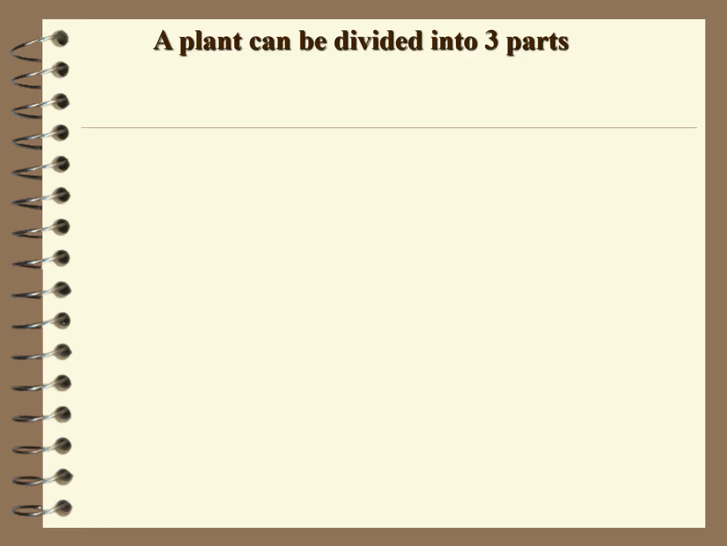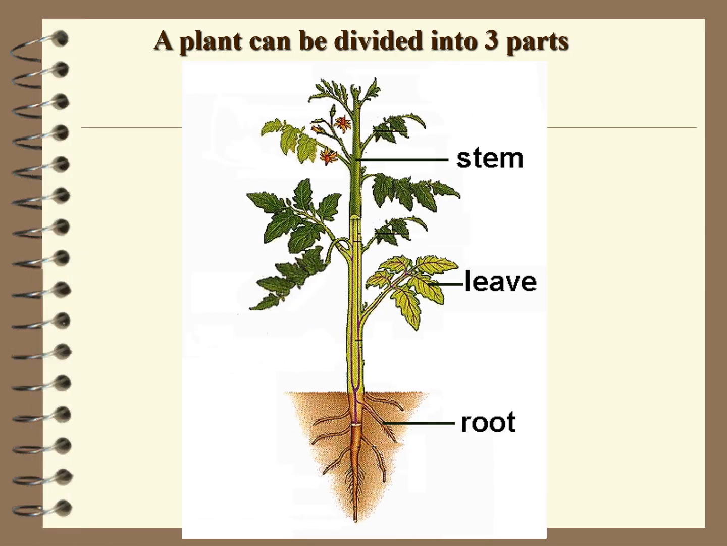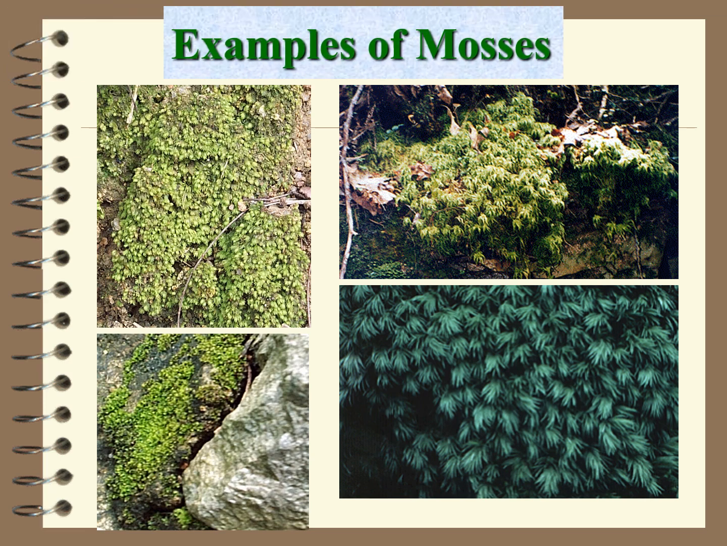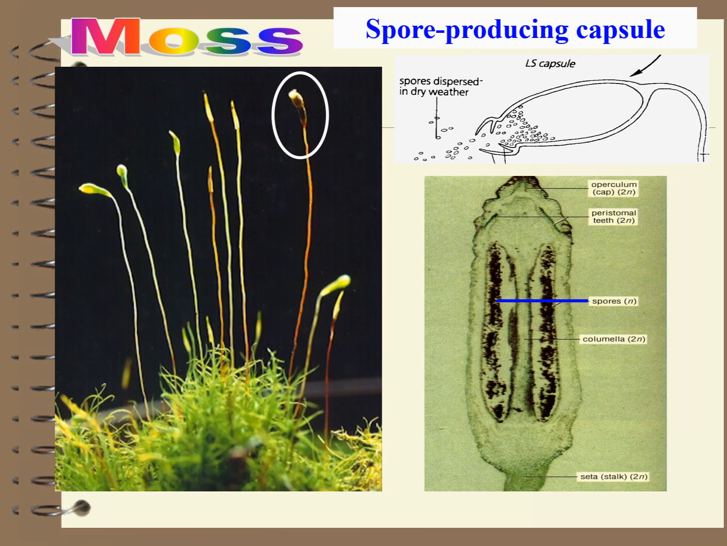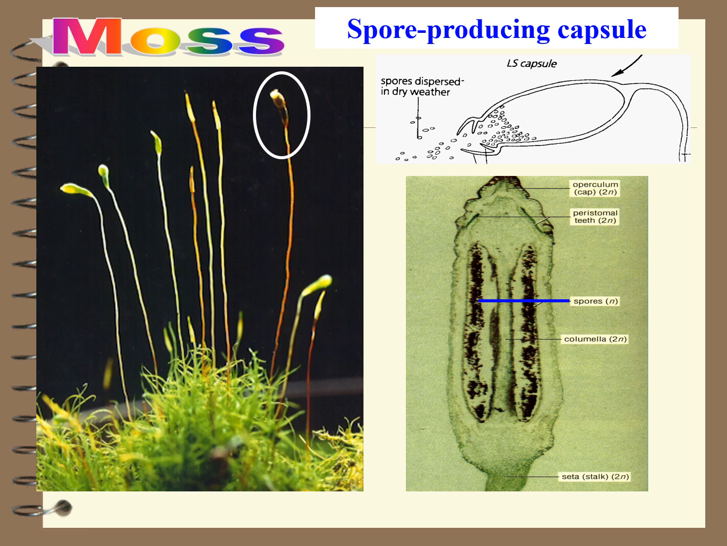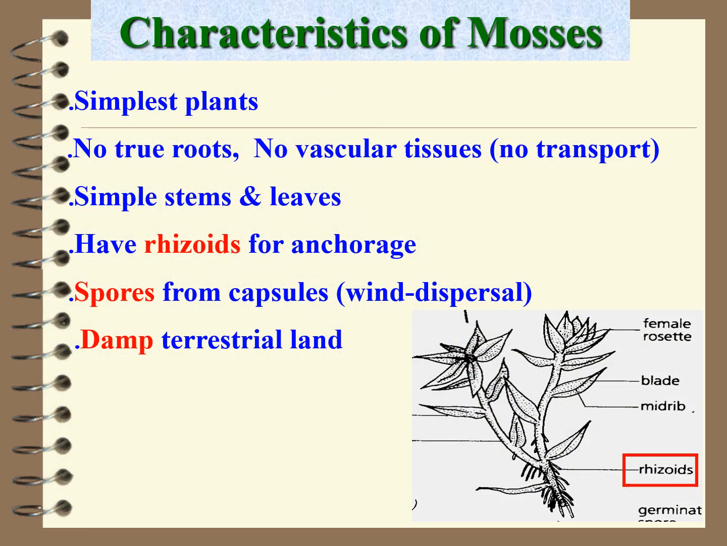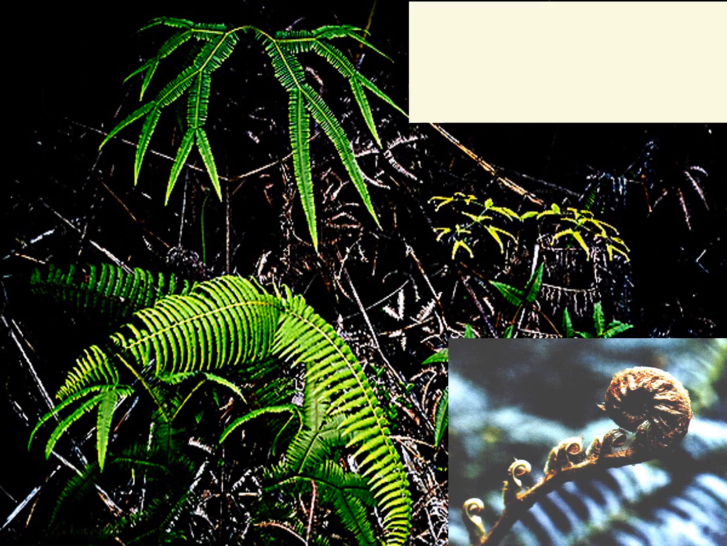A plant can be divided into 3 parts. Examples of mosses. Spores. Spore-producing capsule. No true roots, no vascular tissues, no transport. Characteristics of mosses. Simple stems and leaves. Have rhizoids for anchorage. Spores from capsules, wind dispersal. Damp terrestrial land. Simplest plants.